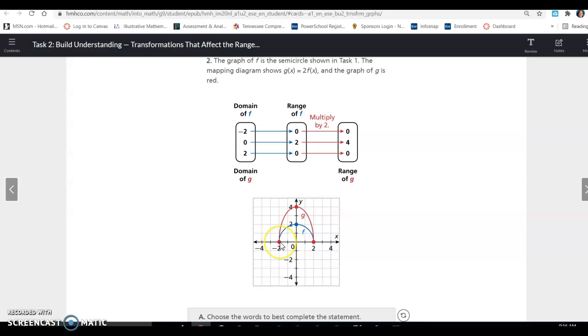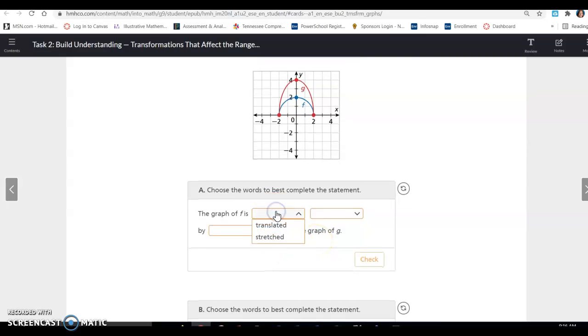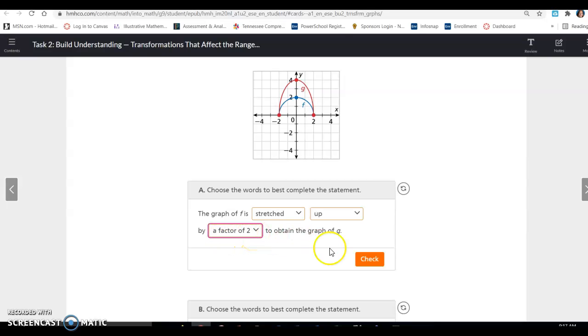So the red, or the g function, has this domain and this range: (-2, 0), (0, 4) is my middle ordered pair, and then (2, 0) is this one. So you can see this time it has been stretched. The graph of f is stretched up by a factor of 2. When we add or subtract, we move it up or down 2 units. But this is by a factor of 2 because we multiplied it by 2.